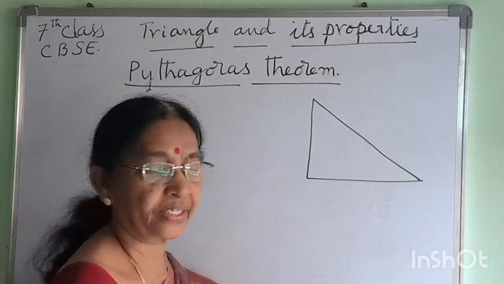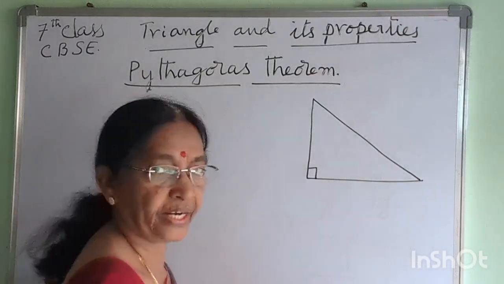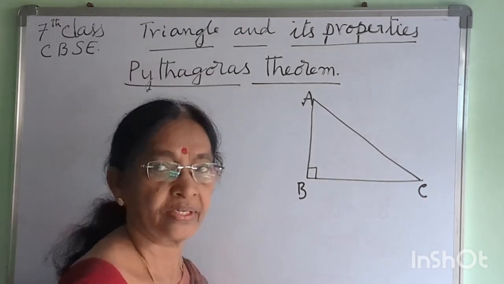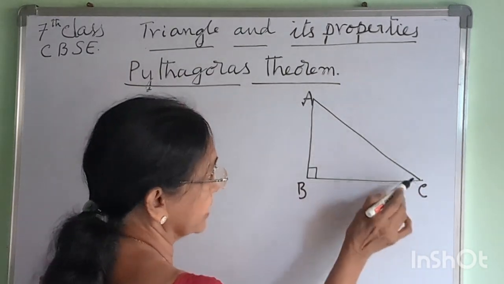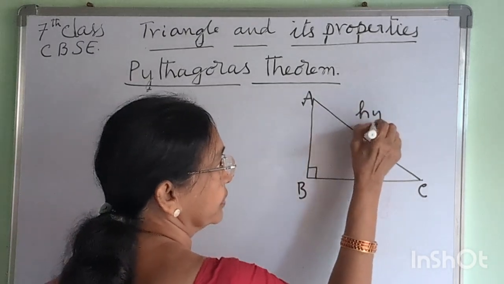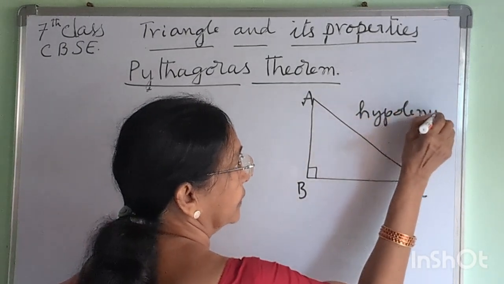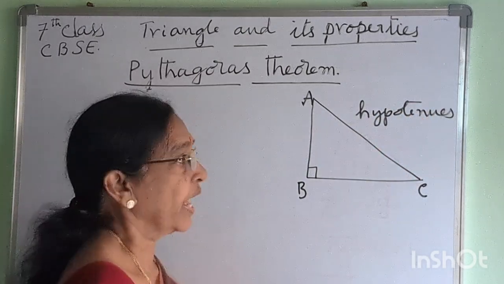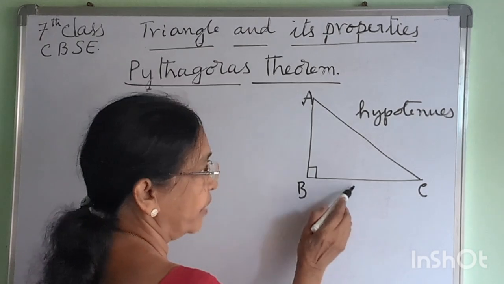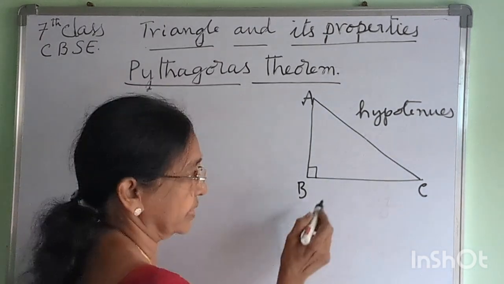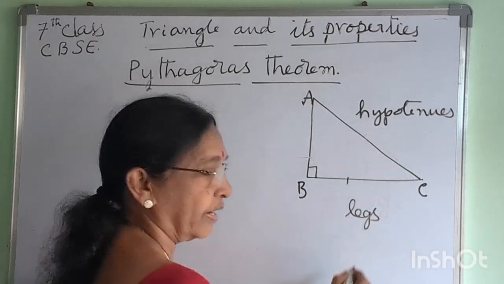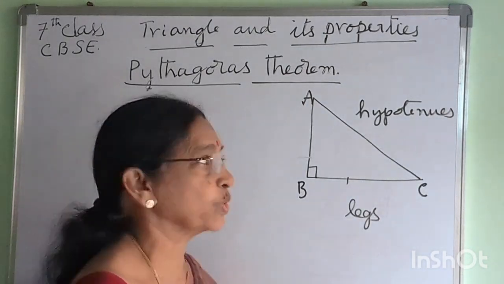This is a right angled triangle. It is the right angle. Let ABC be the right angle triangle, and the side which is opposite to the right angle is called hypotenuse. The square on the hypotenuse is equal to the sum of the squares of the other two sides. The other two sides are also known as legs, or we can generally say other two sides.